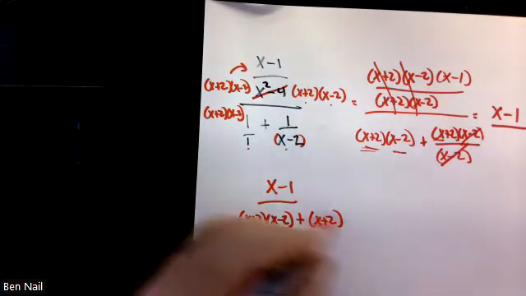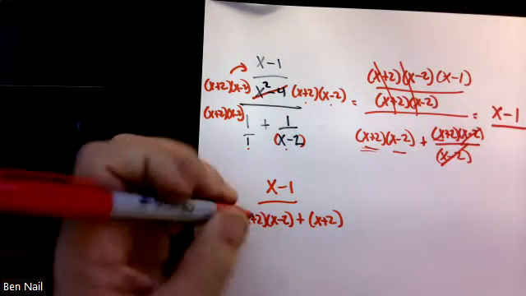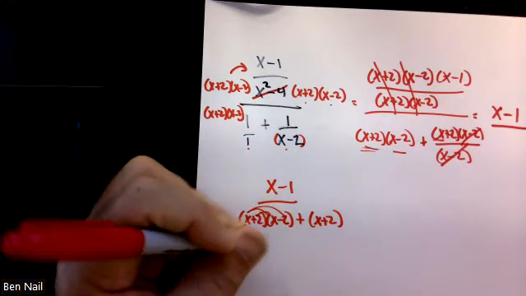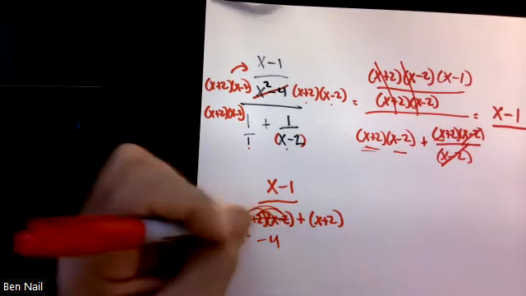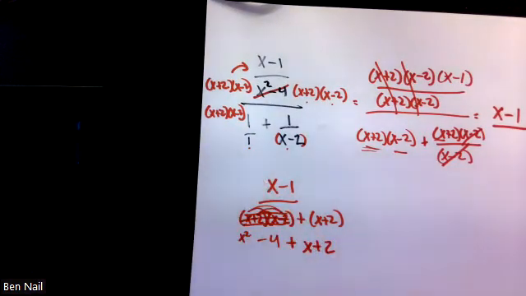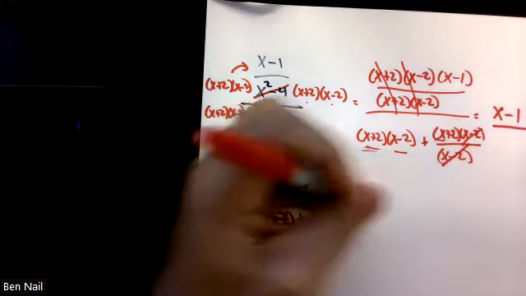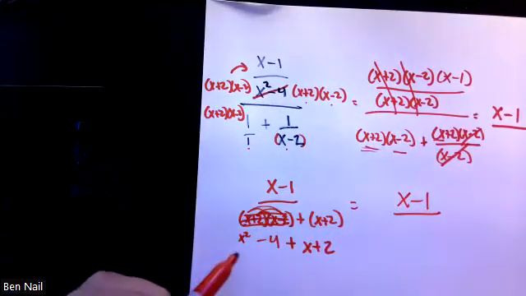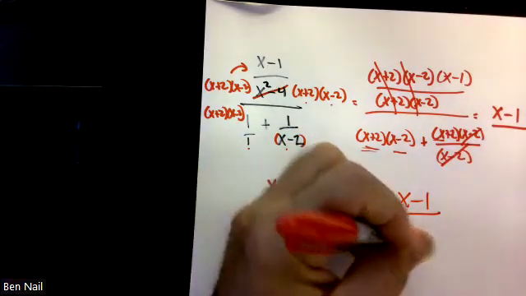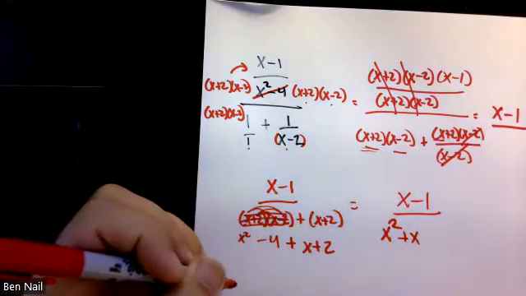So I'm going to try and see if I can clean up this bottom here. If I FOIL this out, I get x squared minus 2x plus 2x goes away, and then minus 4, plus x plus 2. So we end up with x squared plus 1x and then minus 2.